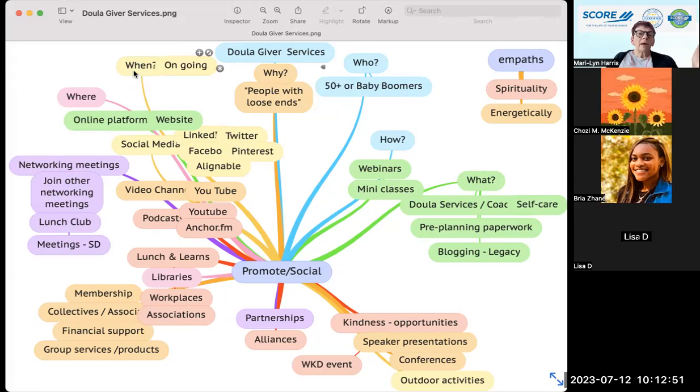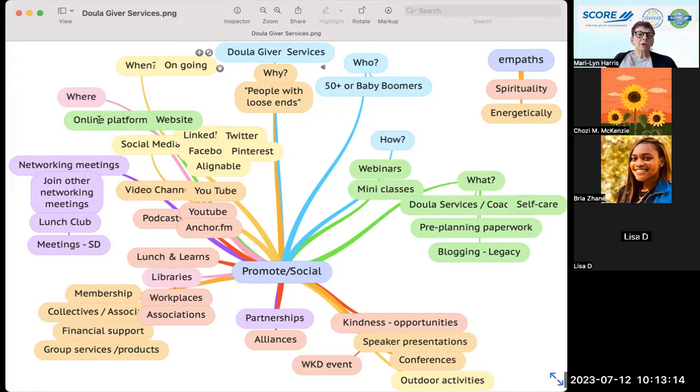And when is always, to me, ongoing. You're always posting there, or you're seeking out groups or other people to join so that you may reach out to the boomers, for instance, in this case, and whoever your customer, you've decided who is yours. So the online platform is the website.